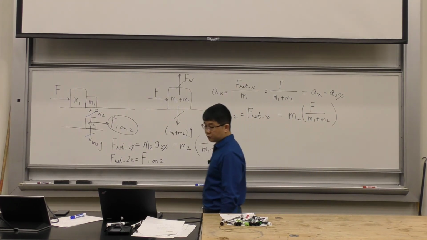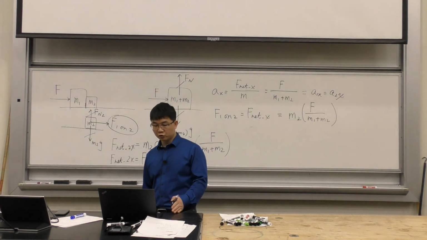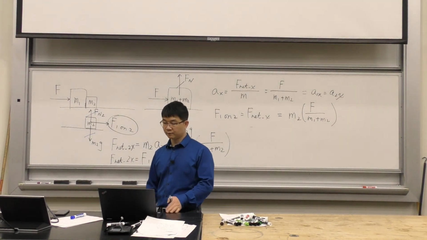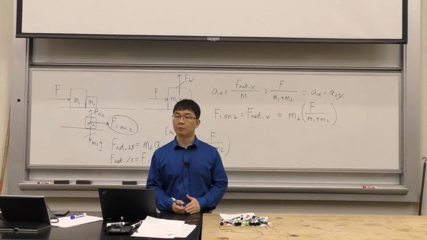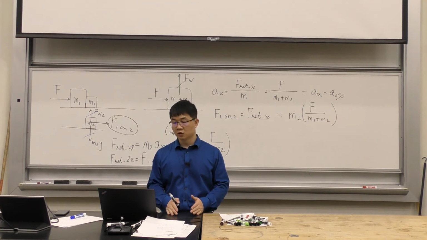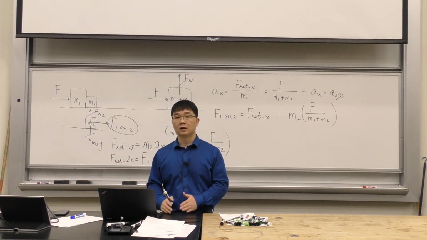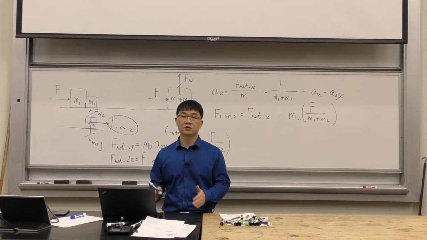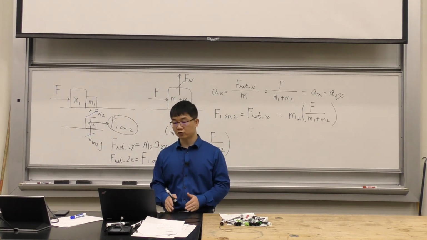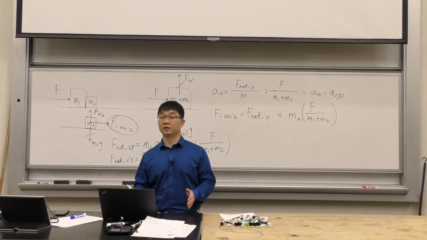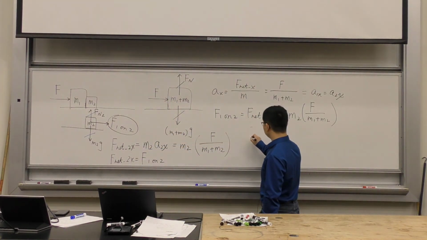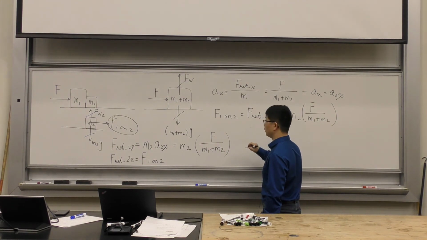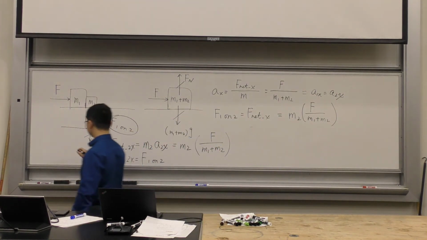Okay, I'm trying to find a force from M2 on M1 in this part, right? So I'm going to draw a free body diagram of M1. I'm not going to draw a free body diagram of M2 because I'm trying to find a force on M1. Doesn't matter where this force comes from, but I'm trying to find a force on M1. I'm going to draw a free body diagram of M1, okay? So let's draw it here.